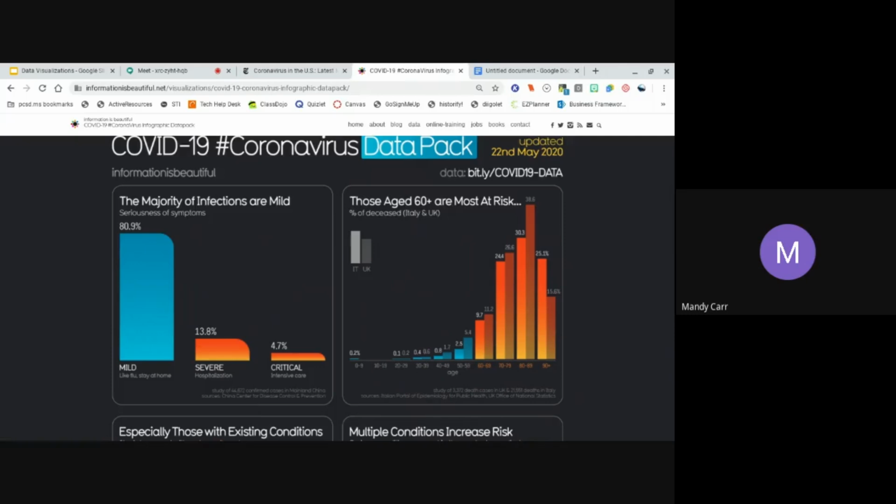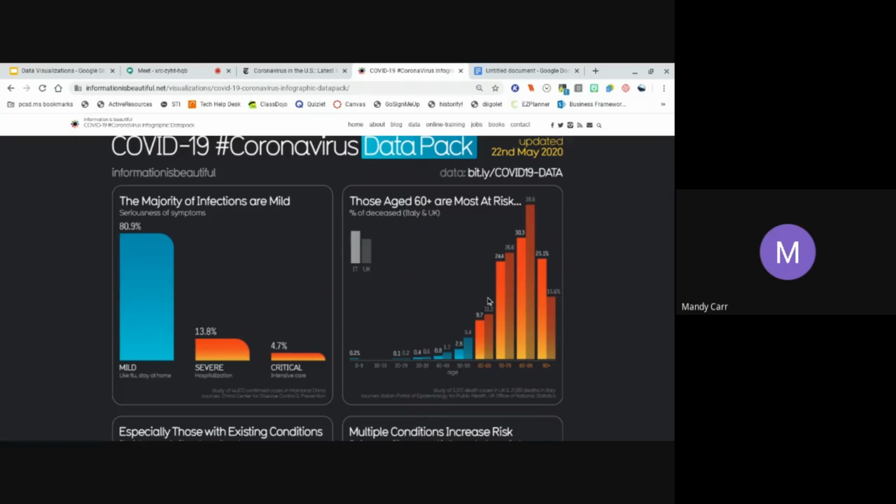As I said, it's a simple bar chart. And in this one, it shows the severity of the cases of COVID-19. Approximately 80% of cases experience only mild symptoms, while a little less than 14% have severe symptoms that require hospitalization, and a little less than 5% are critical cases where the patient requires intensive care.